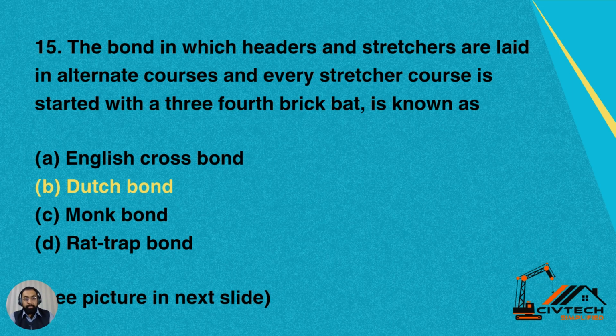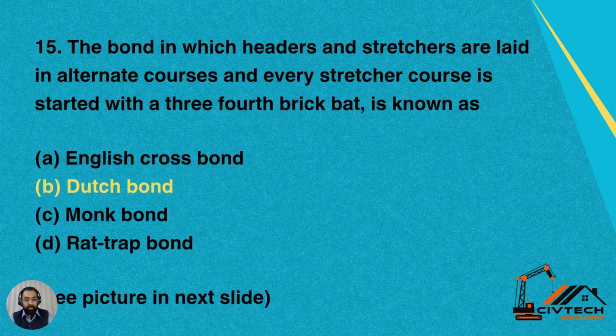Number 15, the bond in which header and stretcher are laid in alternate course and every stretcher course is started with a 3/4 brick bat is known as: number A, English cross bond, number B, Dutch bond, number C, monk bond, number D, rat trap bond. So the correct option for this is Dutch bond.